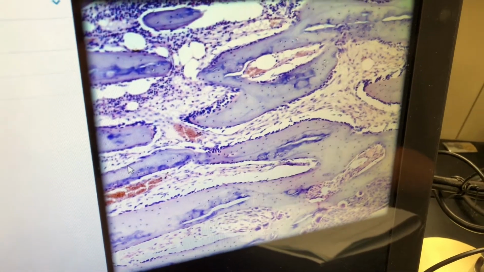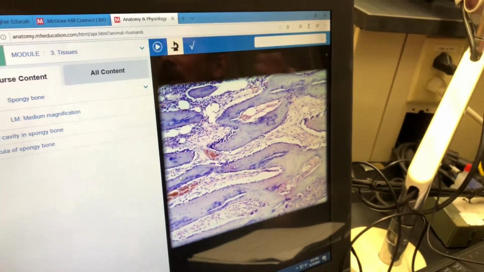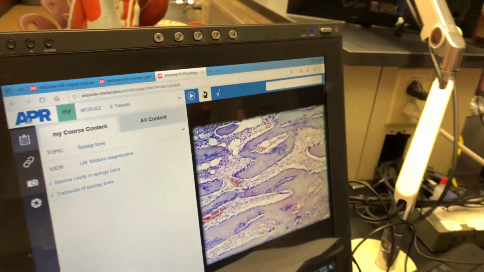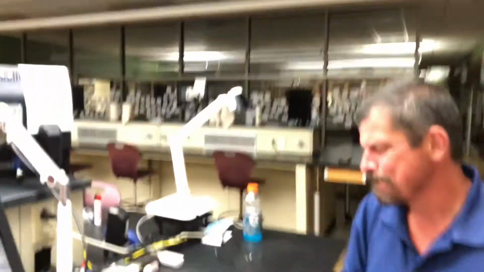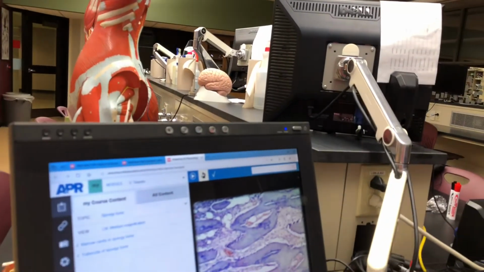Where do we find them? We find them within the ends of our bones, or within cavities of bone. That's where you find spongy bone. Okay? Now the next three then are the cartilages. We have three types of cartilage, folks.